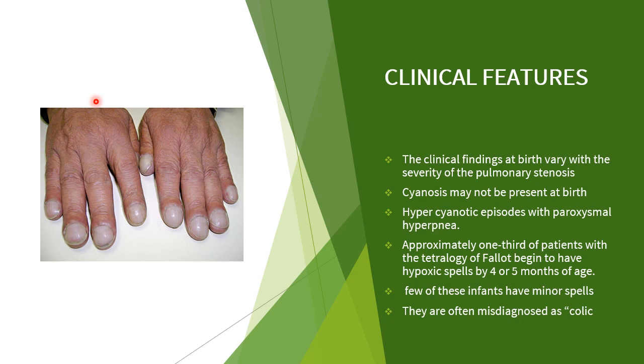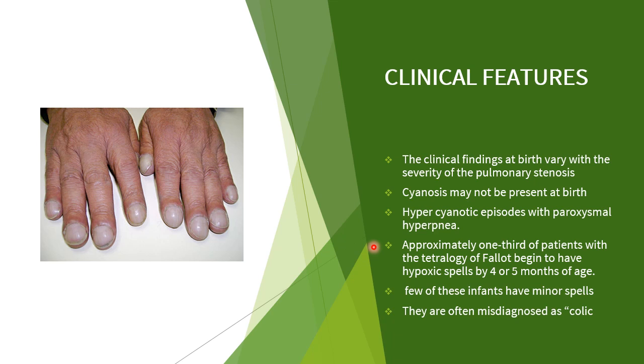Clinical features of tetralogy of Fallot. The clinical findings at birth vary with the severity of the pulmonary stenosis. Cyanosis may not be present at birth. Hypercyanotic episodes with paroxysmal hyperpnea.